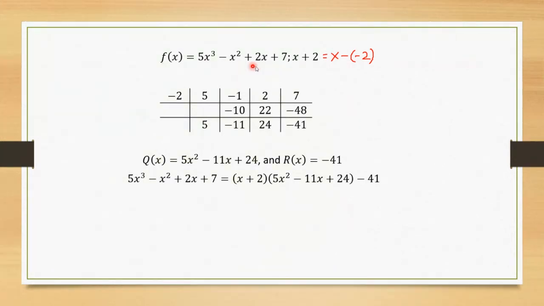And every power of x is accounted for. That is, there are no missing powers of x. So 5, minus 1, 2, 7. Now we do more work. 5 comes down. You have minus 2 times 5. That's minus 10. Minus 1 plus minus 10 is minus 11.